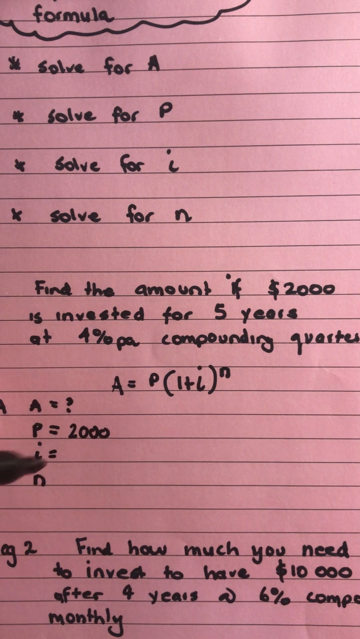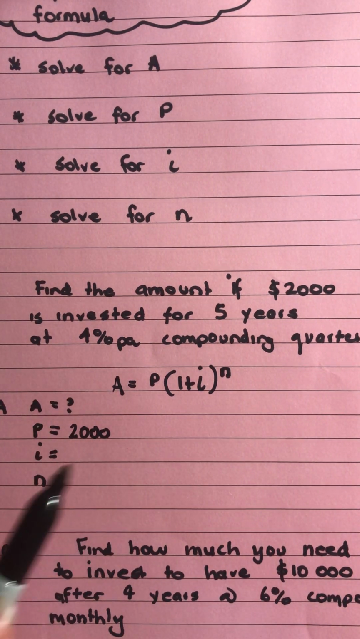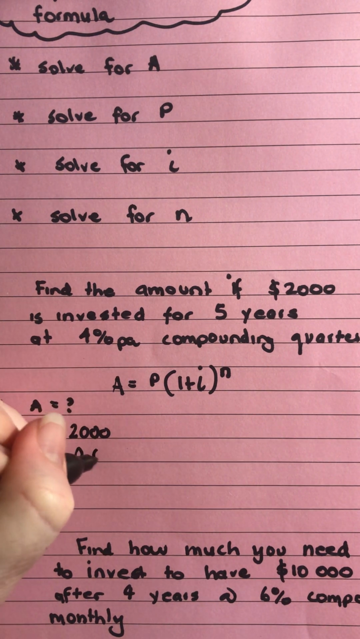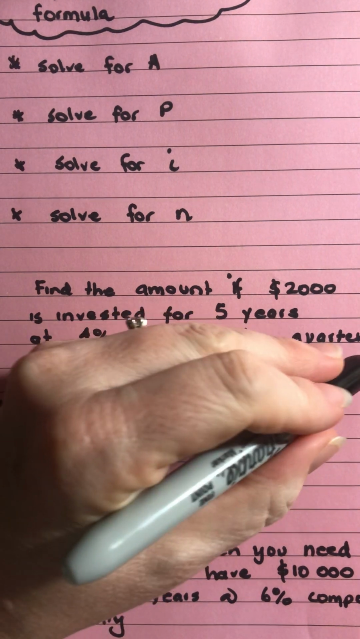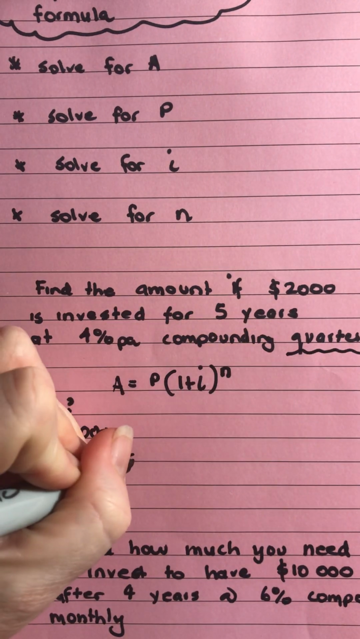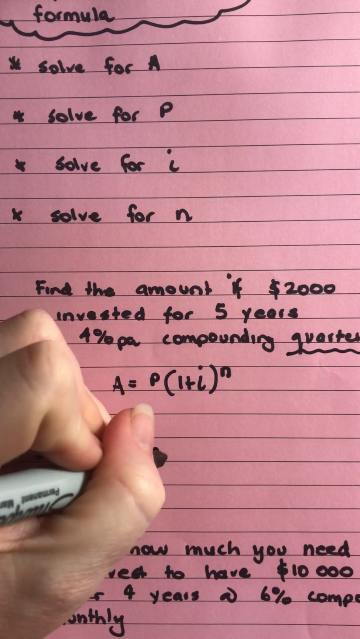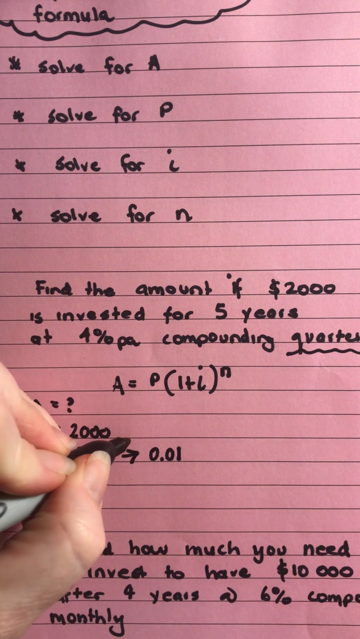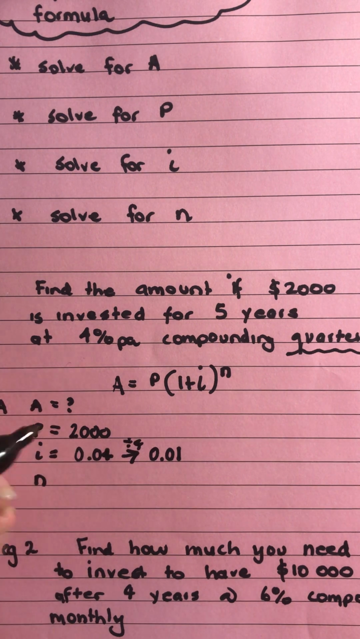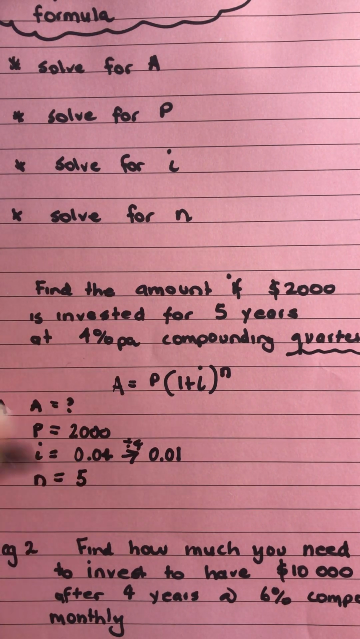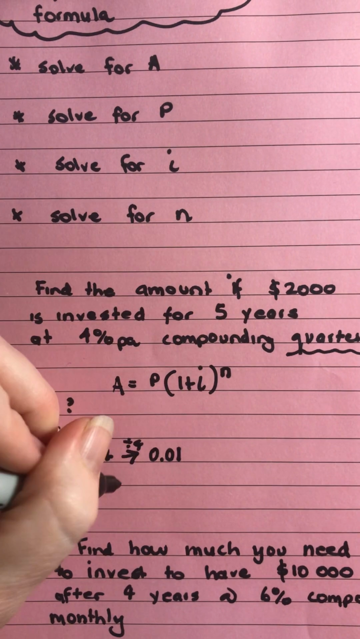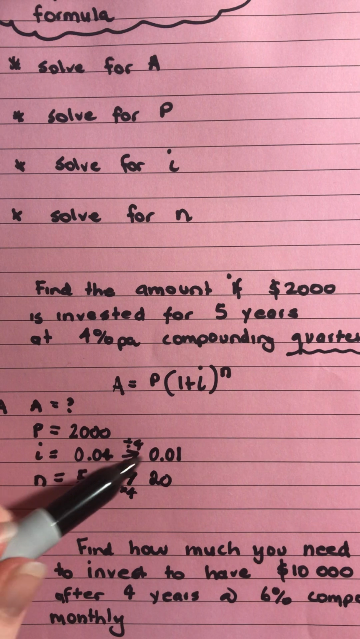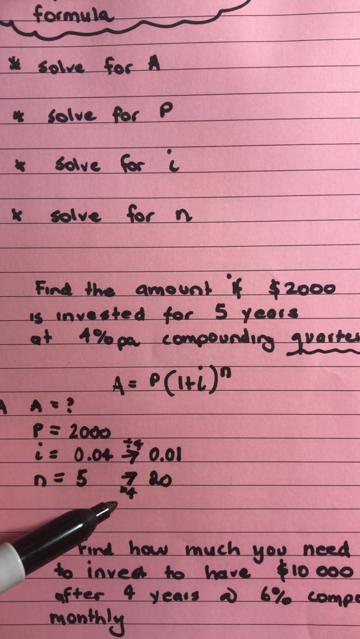My I, now this is where I do my little alterations here that I need. So I know that it's 4.4%. So I'll write that as 0.044, but it's compounding quarterly. So I need to divide that by 4. So that will be 0.011. If you're not sure what that will be, do the division on your calculator. So divide by 4. Now my N, we've got 5 years, but because we're compounding quarterly, we need to change that to quarters. So we're going to times that by 4 and we get 20. Notice that I've divided by 4 here and multiplied by 4 there.